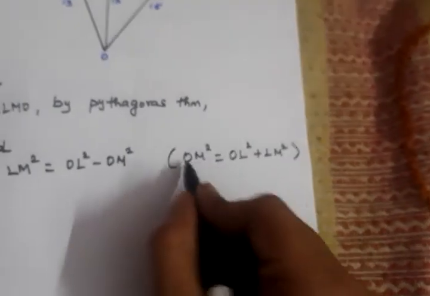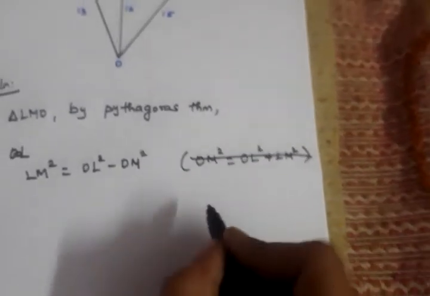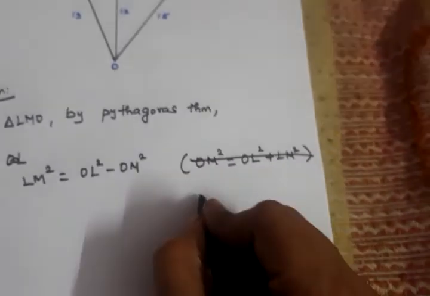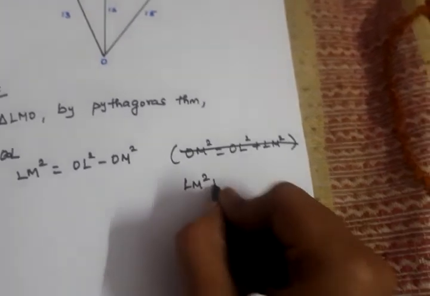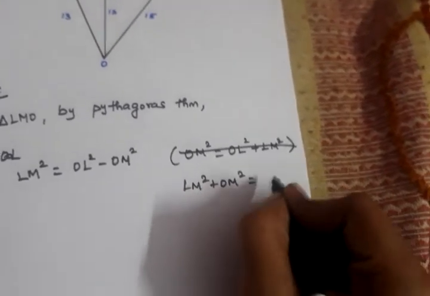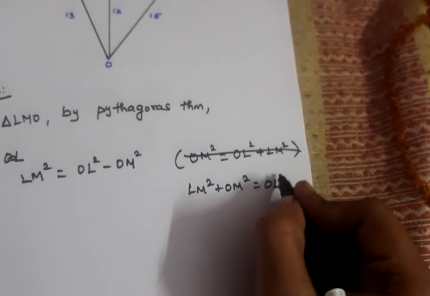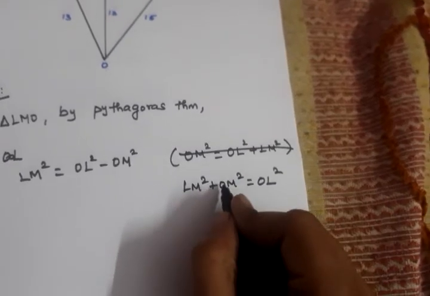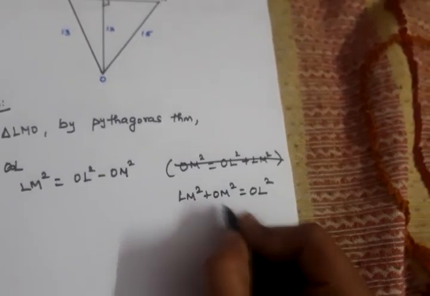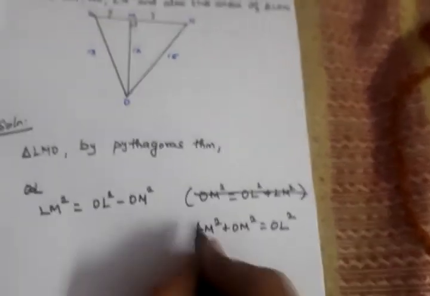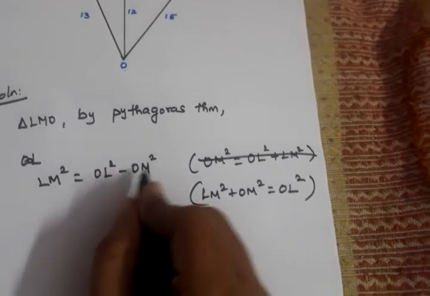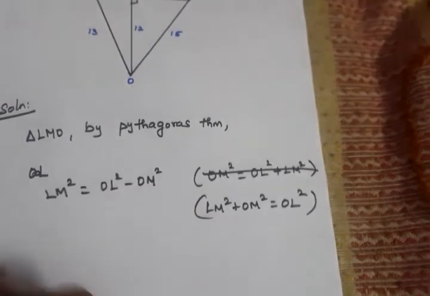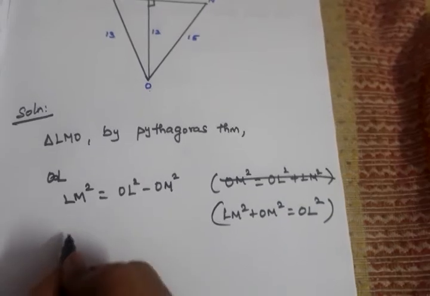Okay. So, that is OM square. LM square plus OM square equal to OL square. So, change it. So, MO square. Okay. So, next one is LM square, that step. LM square equal to OL square minus OM square.